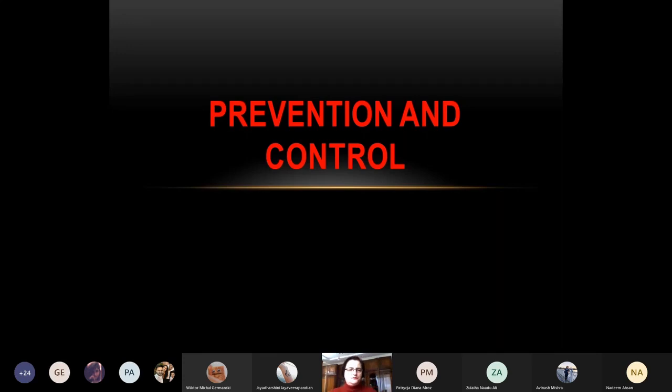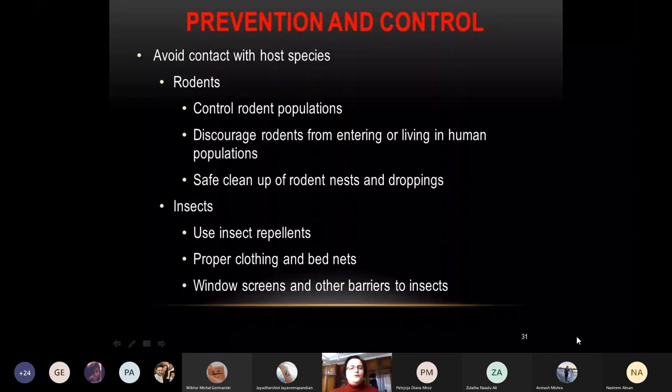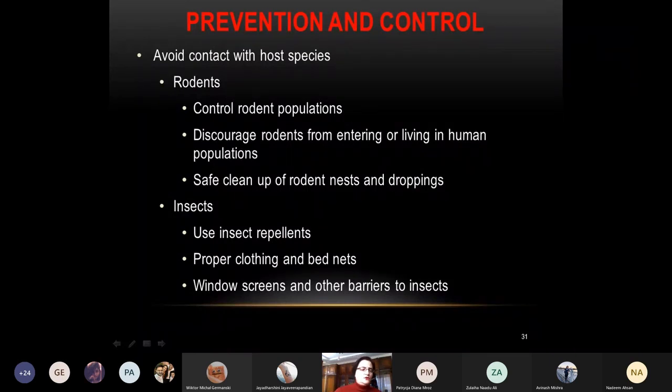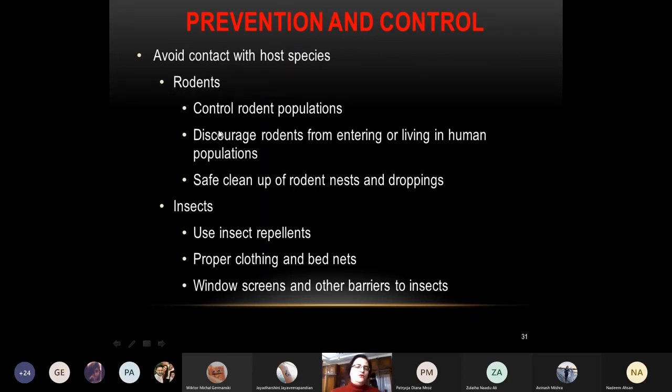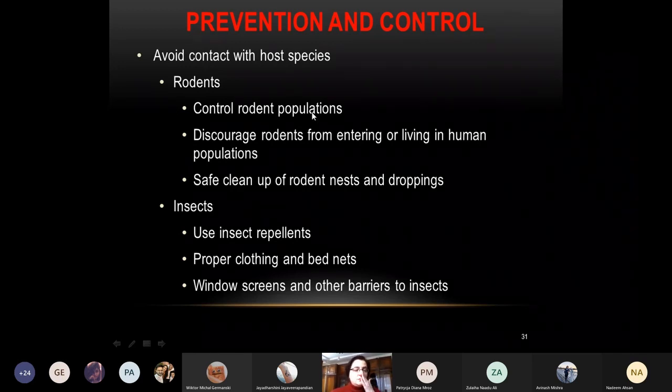Prevention and control. Prevention of viral hemorrhagic fevers is done by avoiding contact with the host species, because many of the hosts that carry viral hemorrhagic fever viruses are rodents. Prevention should involve rodent control methods. Steps for rodent prevention include the control of rodent population, discouraging the entry into homes and safe clean-up of nesting areas and droppings.